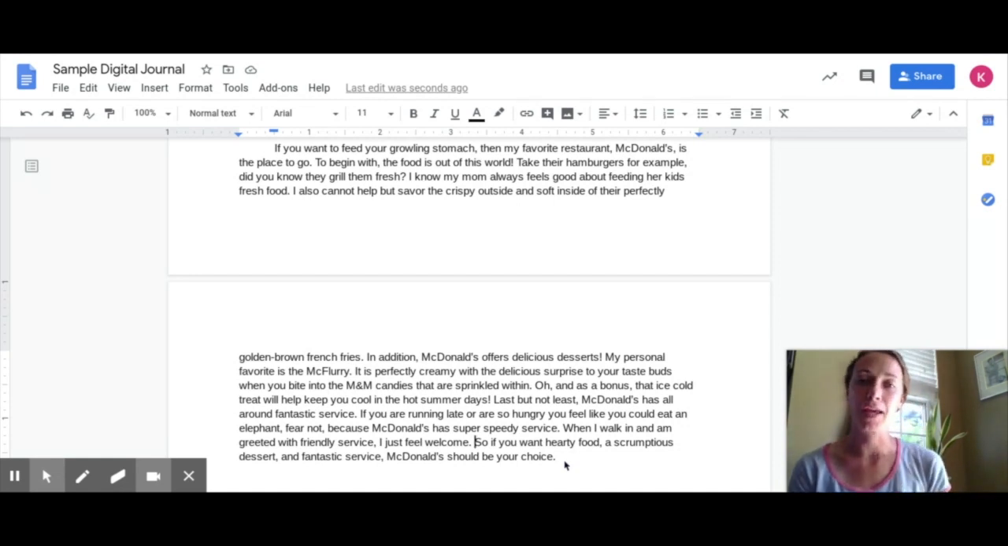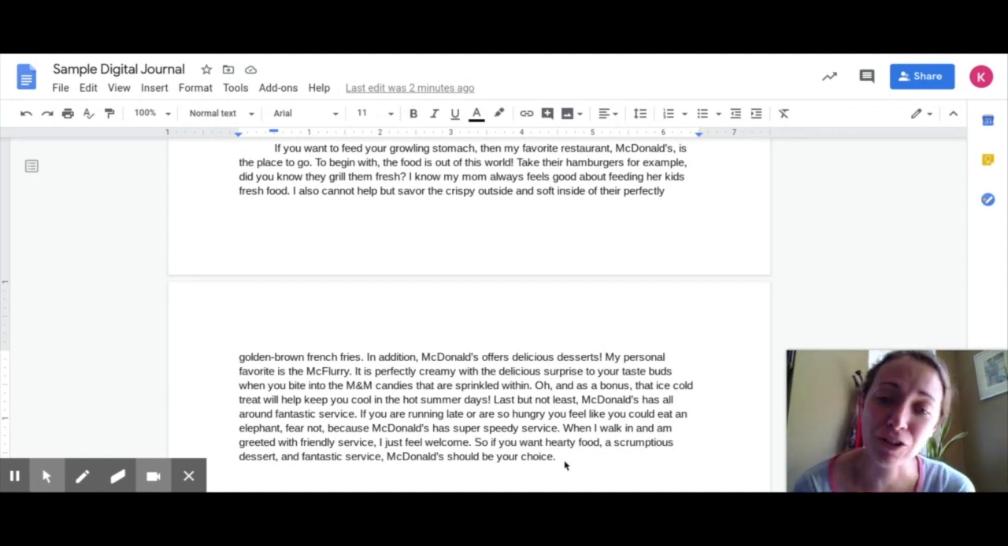If you want to feed your growling stomach, then my favorite restaurant, McDonald's, is the place to go. To begin with, the food is out of this world. Take their hamburgers, for example. Did you know they grill them fresh? I know my mom always feels good about feeding her kids fresh food. I also cannot help but savor the crispy outside and soft inside of their perfectly golden brown French fries.